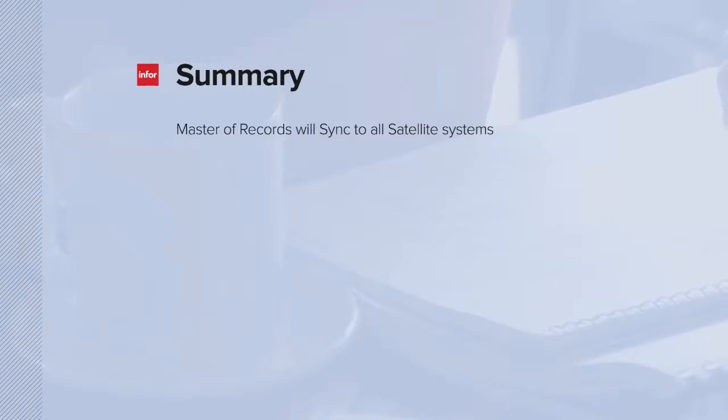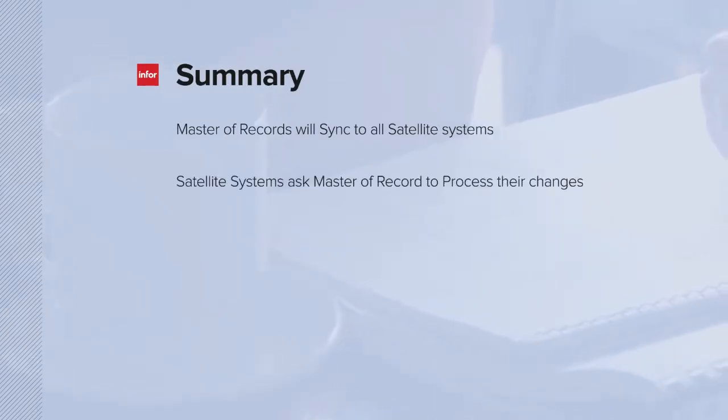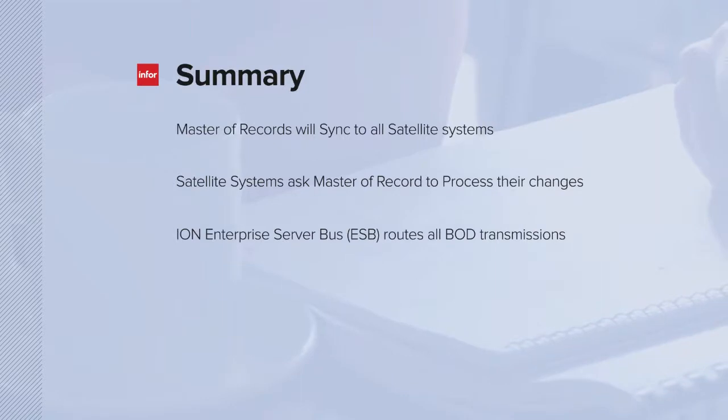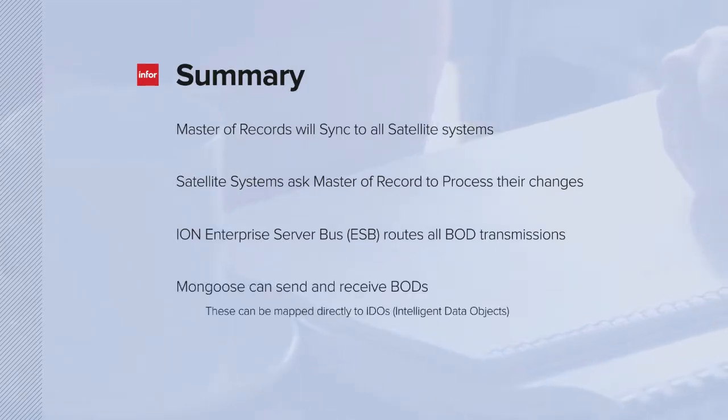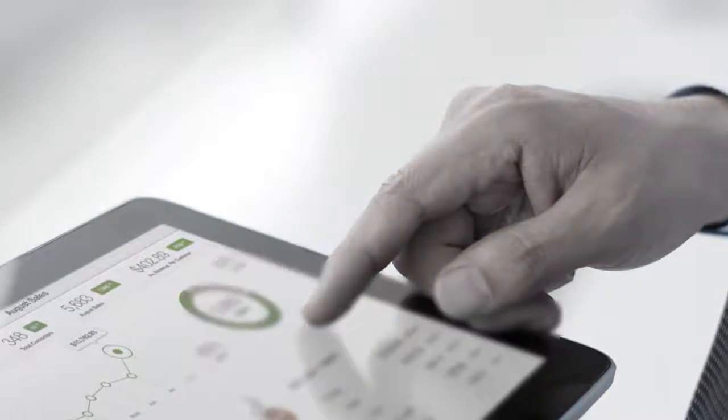Now in this presentation, we've seen how the master of records will sync to all satellite systems. We've also seen how the satellite systems can ask the master of records to process their changes and then resynchronize those with all other satellite systems. ION routes all incoming and outgoing BOD transmissions, and Mongoose can both send and receive BODs, which can be mapped directly to IDOs or intelligent data objects and stored in the application database of Mongoose.